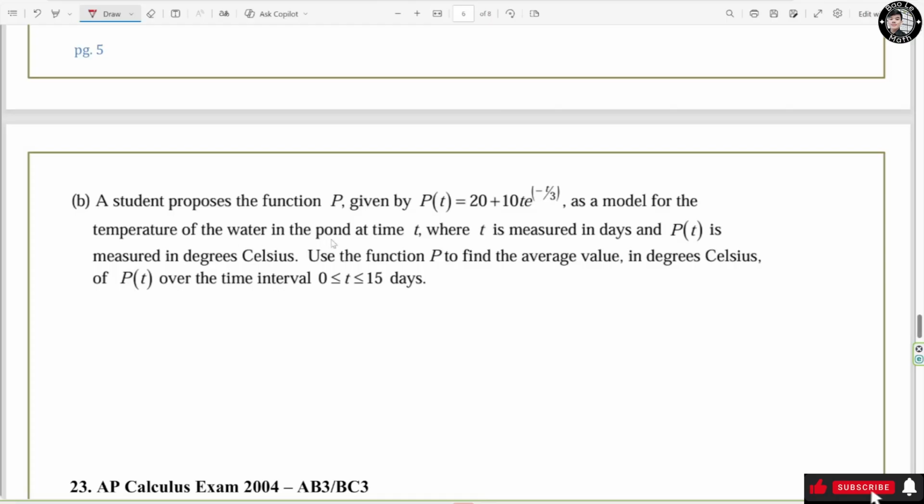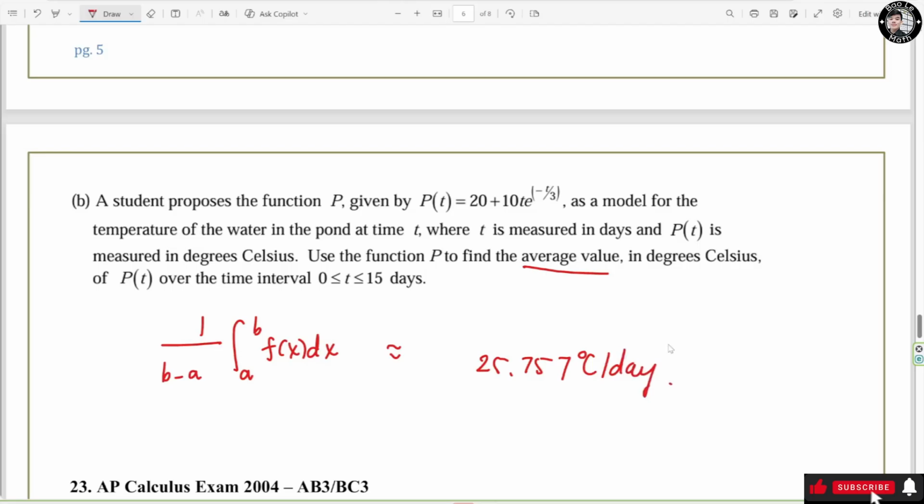Now question B, we need to find the average value, right? So we're going to apply the formula 1 over b minus a, the integral from a to b of f of s ds, right? Similar to the one we just did above, right? So I'm going to give you the answer for this question. It's about 25.757 degrees per day, right?